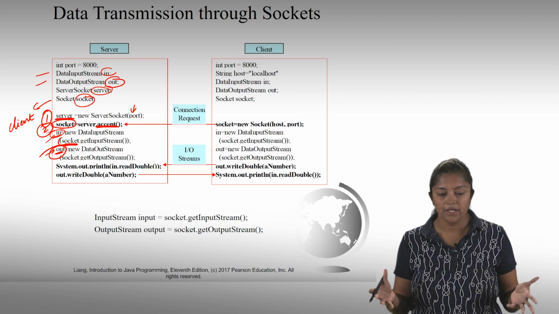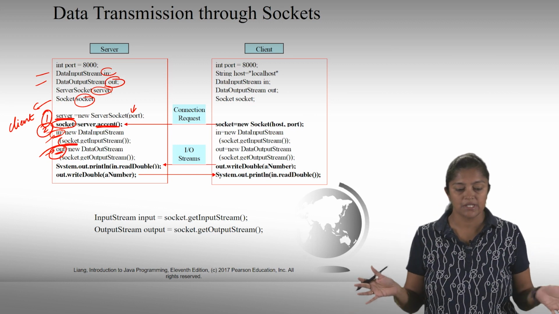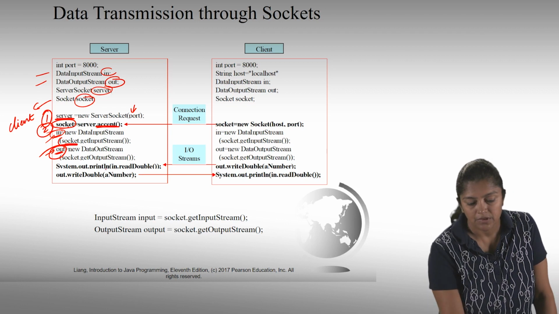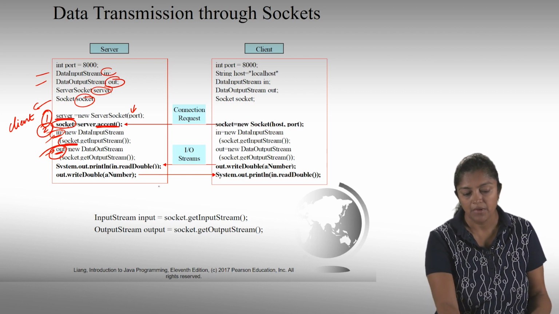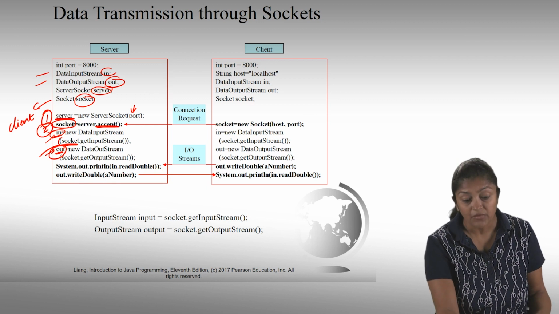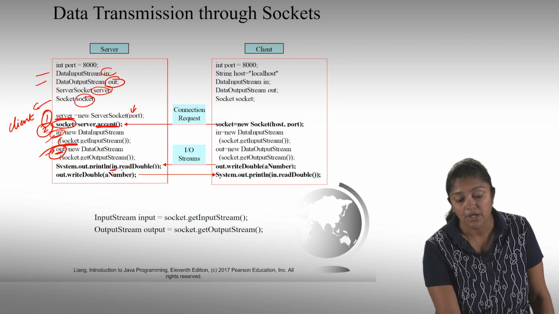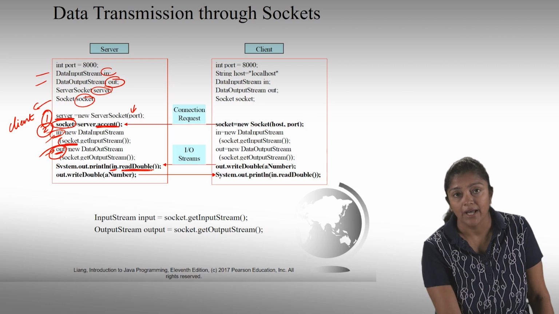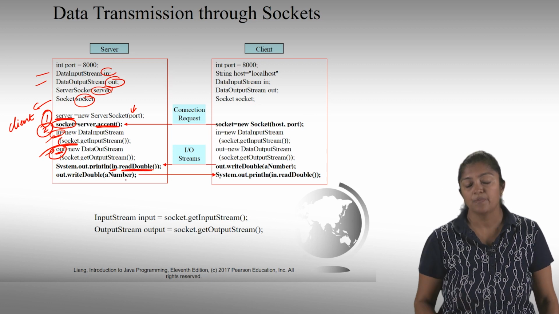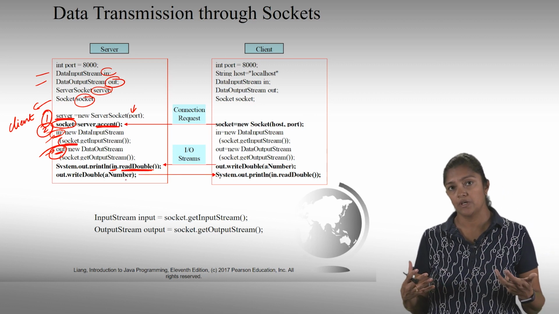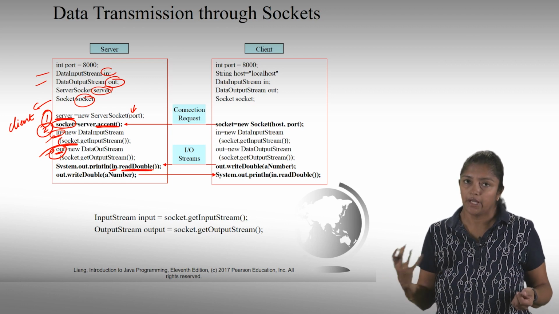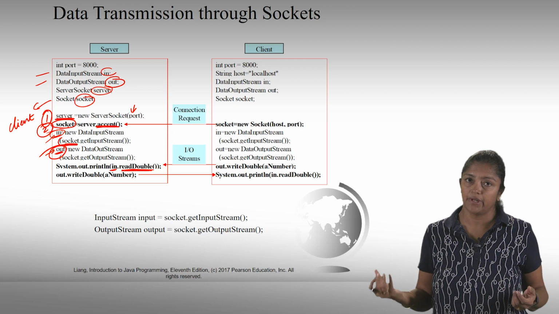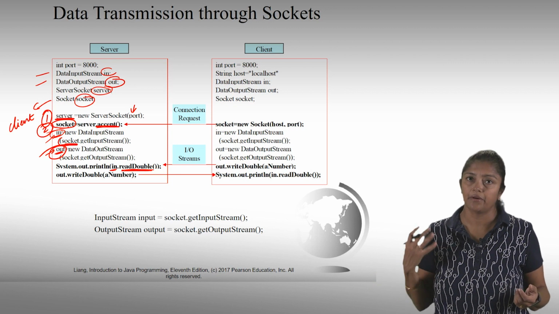Once we have that, the communication is as simple as writing out, so println to the output stream, and then from the input stream we are reading a double value. On the input streams, as you may already know, there are multiple methods. You can read a double value, or read an integer, or read a character, or read a string.